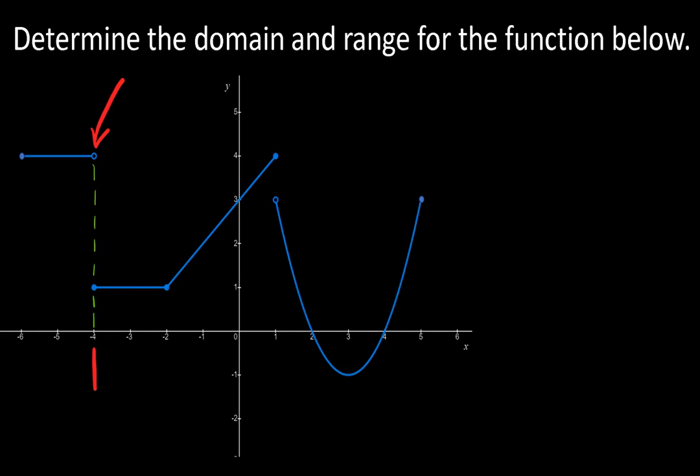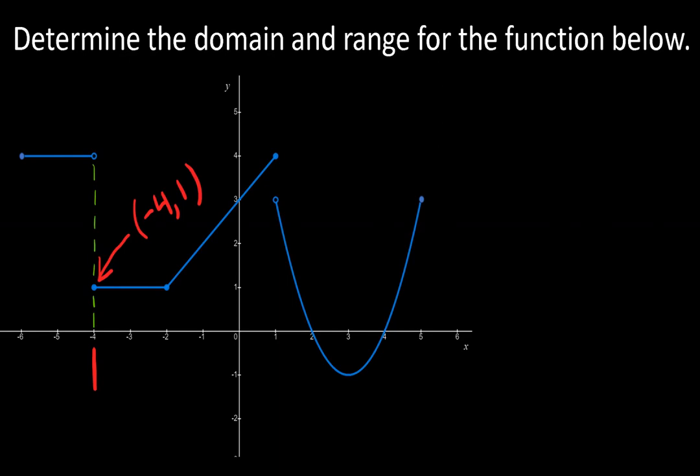So as I begin tracing this graph from left to right, there's a hole at the point -4, 4. So it appears that my graph does not touch the x value of -4. But upon further inspection, I do see that another portion of my graph does touch x equals -4. That's at the point here. That's the point -4, 1. Notice that there's a point here, but that point is closed or filled in. If I see a filled in circle, that means that my graph does touch that point.